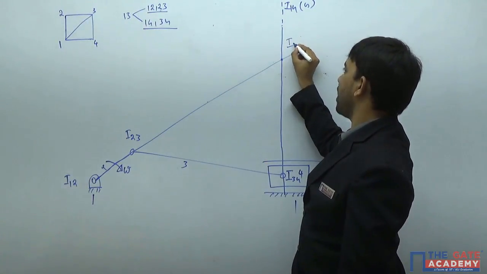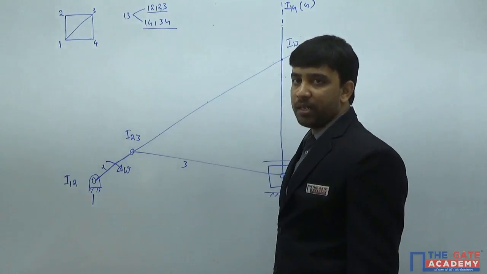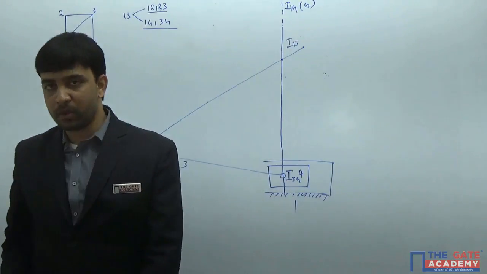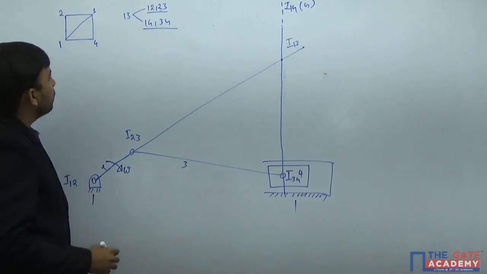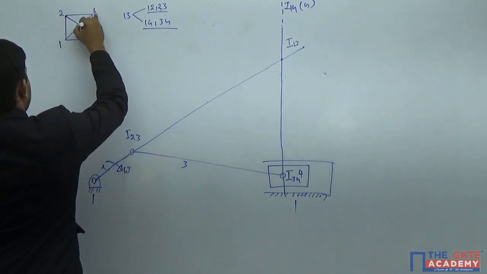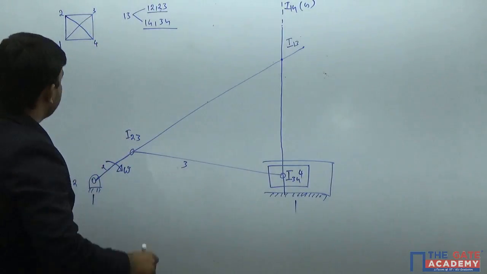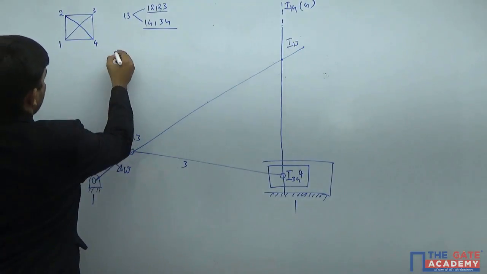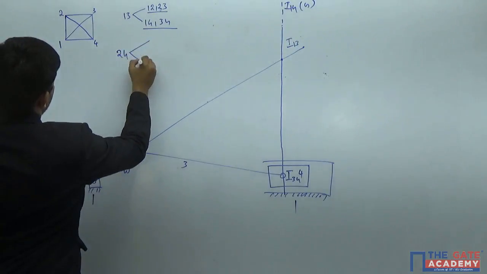Therefore, I13, the instantaneous center of link 3 with respect to link 1, lies there. Now one more I-center is not located, that is I24. I can locate I24 like this.